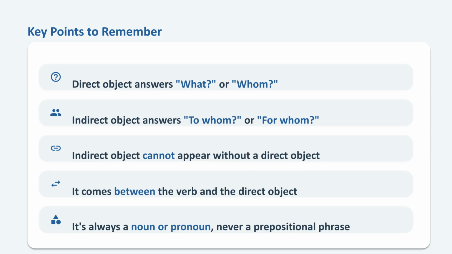Let's summarize what we've learned today. The direct object answers what or whom. The indirect object answers to whom or for whom. The indirect object cannot appear without a direct object. It comes between the verb and the direct object. It's always a noun or pronoun, never a prepositional phrase. And in sentence diagrams, it's shown under the verb. Understanding indirect objects will help you create clearer, more accurate sentences and recognize how actions transfer between people and things.